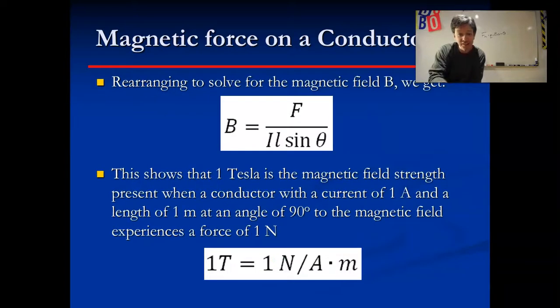I'm going to just rearrange this, and now, yes, I'm finally going to define what a Tesla is. If we rearrange this and solve for B, we get that 1 Tesla is the magnetic field strength when you have a conductor with a current of 1 amp and a length of 1 meter moving through a magnetic field at an angle of 90 degrees will experience a force of 1 Newton. So in SI units, 1 Tesla is 1 Newton per amp meter. Now we know what a Tesla is finally.